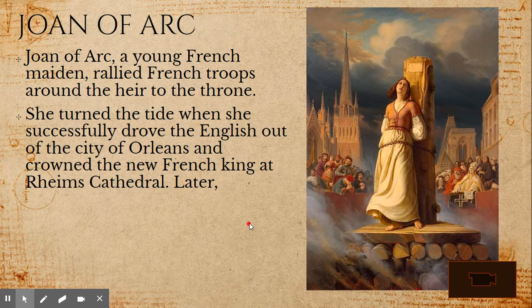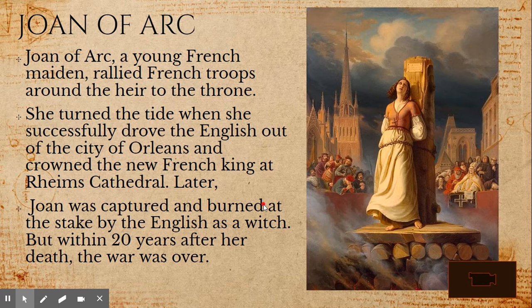So she turned the tide when she successfully drove the English out of the city of Orleans and crowned the new French king at the cathedral. Later, Joan was captured and she was burned at the stake by the English as a witch, since she had defeated the English army. But within 20 years after her death, the war was over, and France got to keep their kingdom, and they got to keep their king.